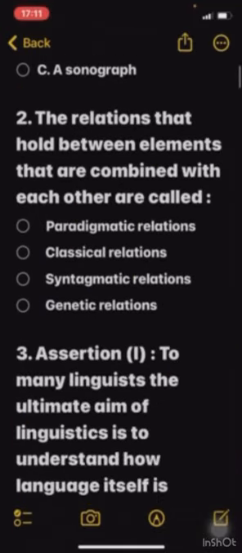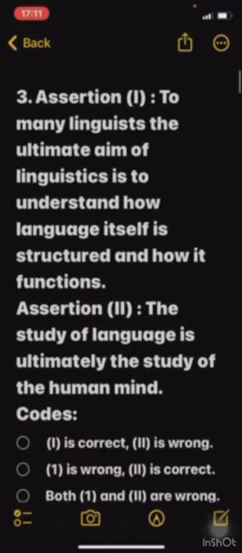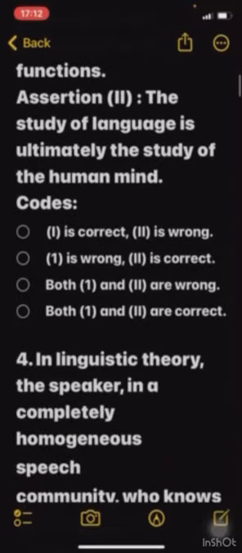Ideograph. The relations that hold between elements that are combined with each other are called: paradigmatic, classical, syntagmatic, genetic. First assertion: to many linguists, the ultimate aim of linguistics is to understand how language itself is structured and how it functions. Second assertion: the study of language is ultimately the study of the human mind. Both are correct.